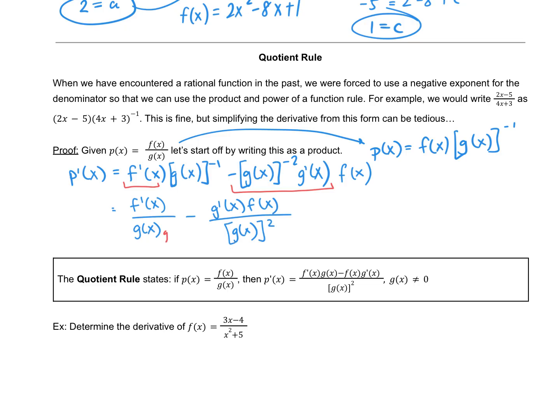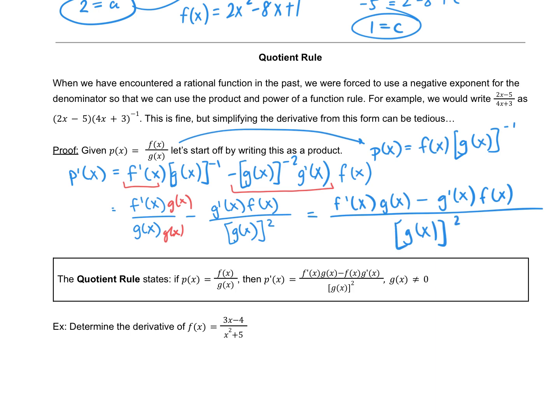And just to unite, I'm going to multiply top and bottom of that first fraction by g(x). And here is the derivative. Take the derivative of your first function, copy paste the denominator, minus take the derivative of the denominator, multiply by the original numerator, all over your denominator squared.